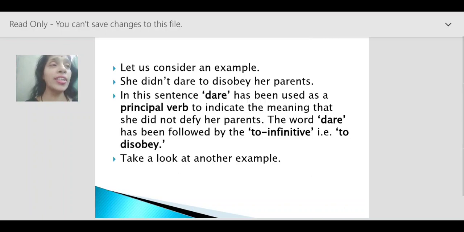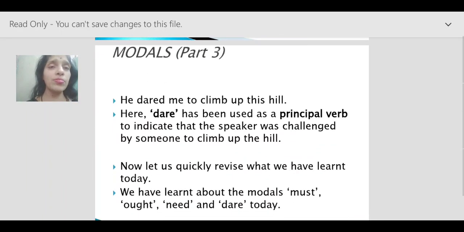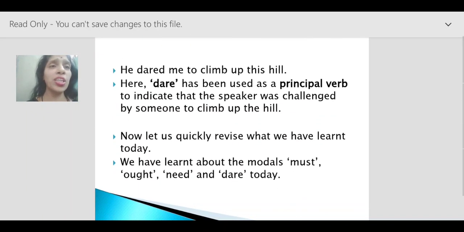Take a look at another example. He dared me to climb up this hill. Here, dare has been used as a principal verb to indicate that the speaker was challenged by someone to climb up the hill. Now, let us quickly revise what we have learned today.